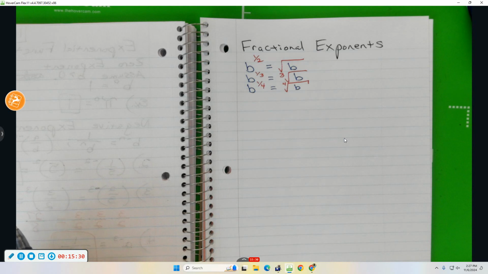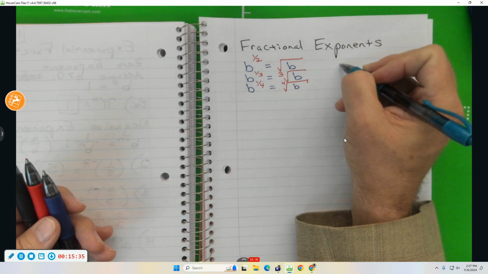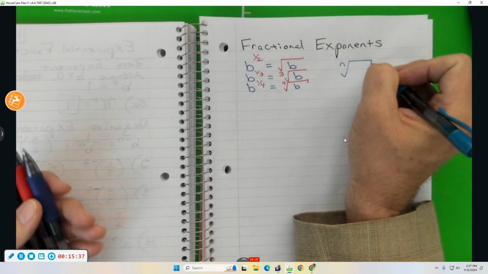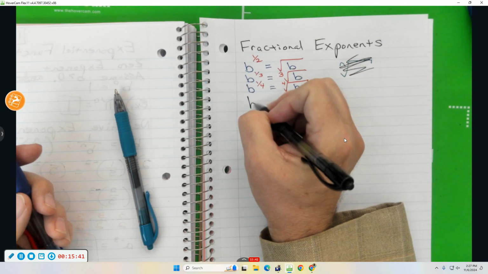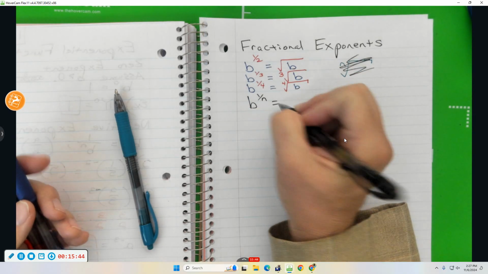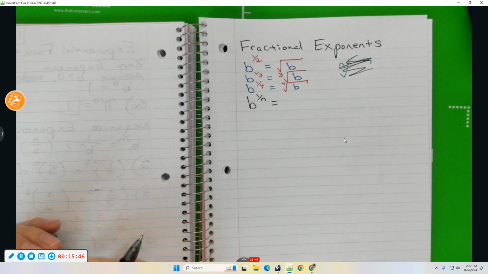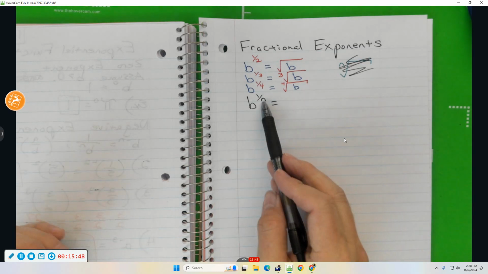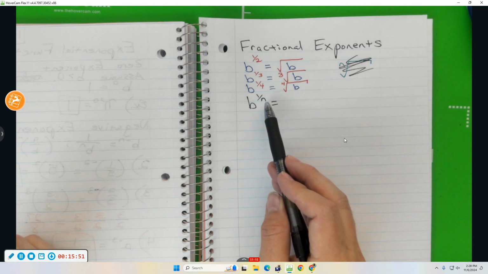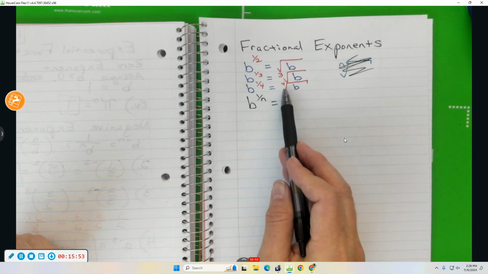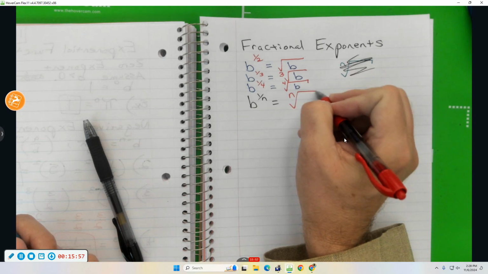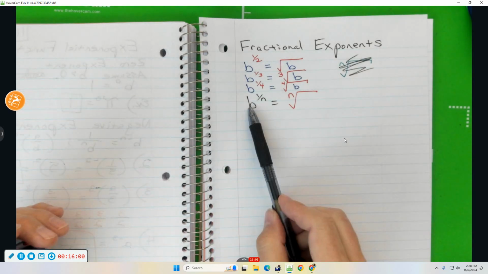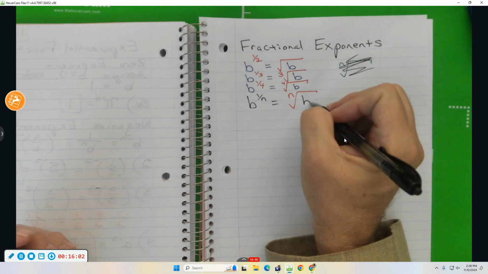Let's generalize that. The nth root of b. Oh, no, I went the wrong way. b to the 1 over n. If you see a fractional exponent, 1 over a number, that number there is the index on the radical, and the base is the radicand.